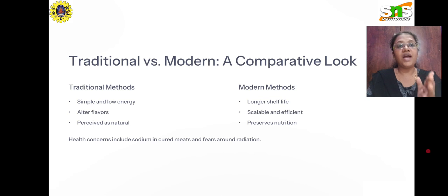When we compare the modern with the traditional, the traditional one is more simple and, as we all know, requires no large amount of energy. But modern methods are vice versa compared with the traditional one, though they give a much longer shelf life. And traditional methods, when we adopt them, will alter the flavors, whereas here it does not affect them much, and it is much more scalable. Both methods are concerned with preserving the particular food material.